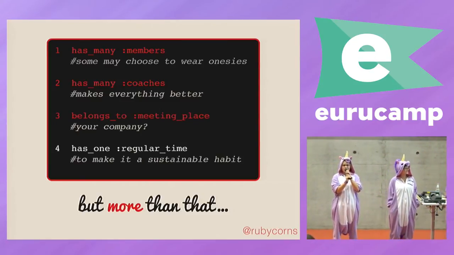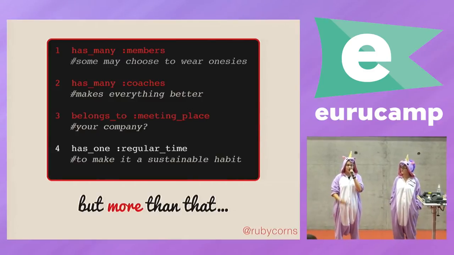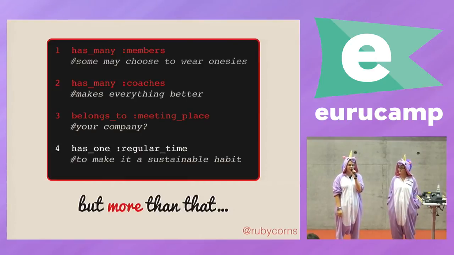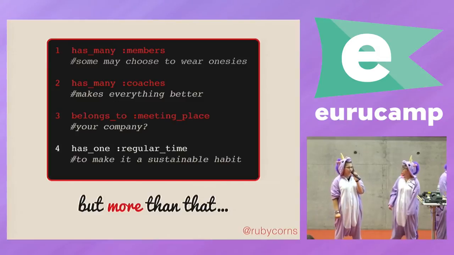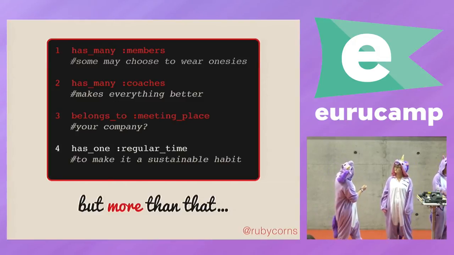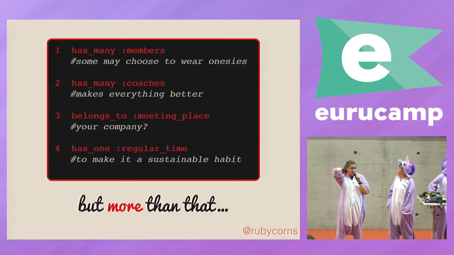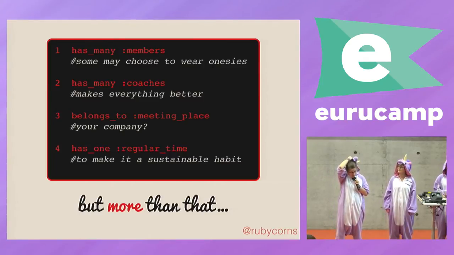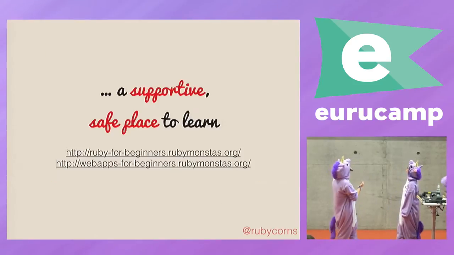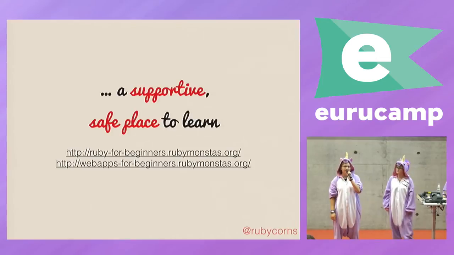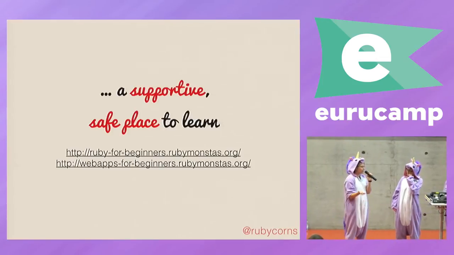A study group belongs to a meeting place. Meeting places also come in different shapes and sizes. And one cool thing is that your company could be such a meeting place and give learners a place to learn and share and just have a good time. And one thing that is very important is that a study group has a regular time. This is important to have a schedule that people can adjust to and make it a habit out of learning and being together and having fun. Which leads to the overall concept of a study group being a supportive, safe space to learn, which is important to make our community a better place.